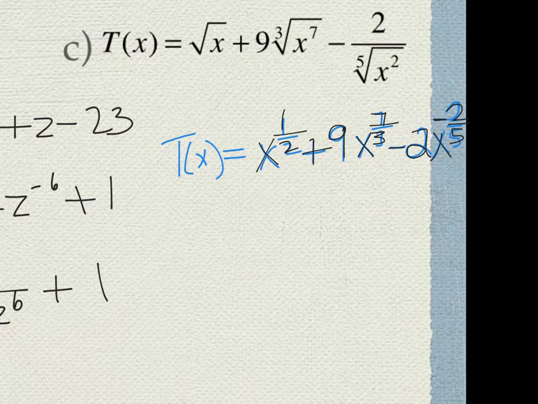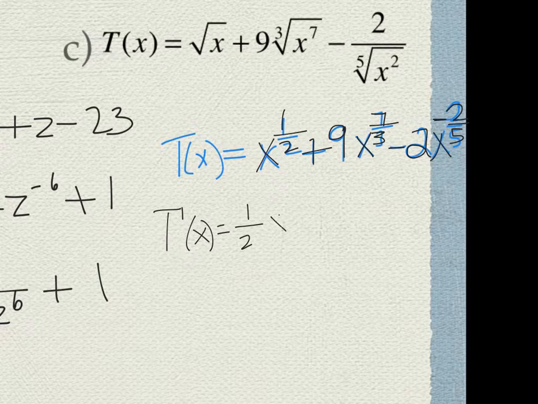Okay, so now let's try doing the derivative of this thing. So I drop down the half, so I have half x. Now what's 1 less than a half? Negative a half. Plus, now what's 9 times 7/3? It is a whole number.